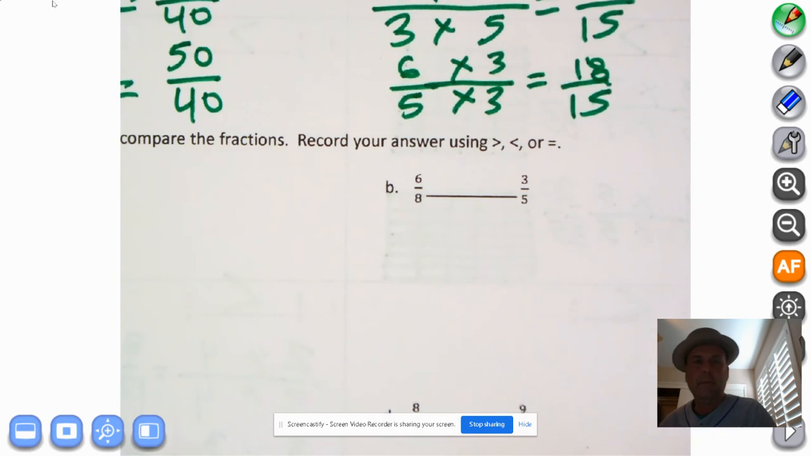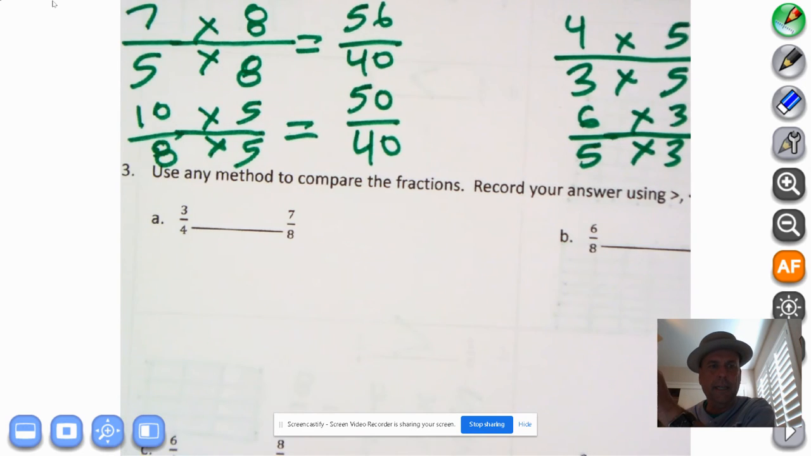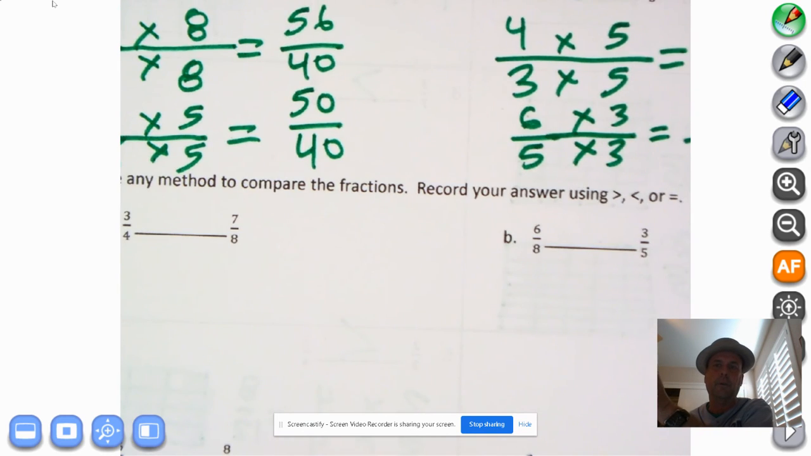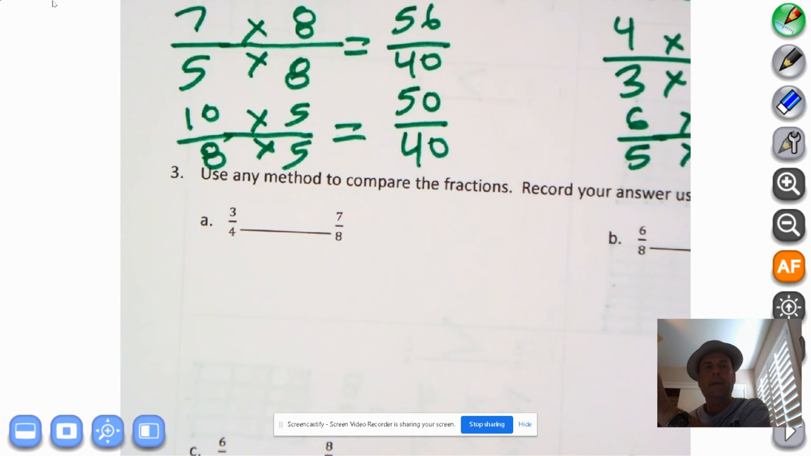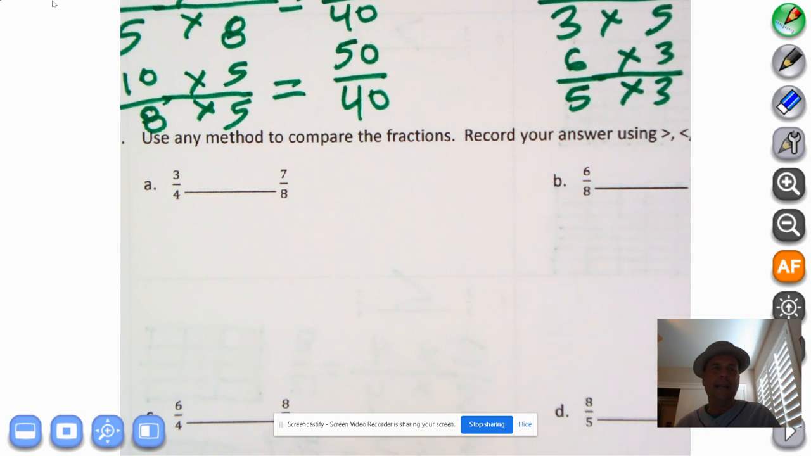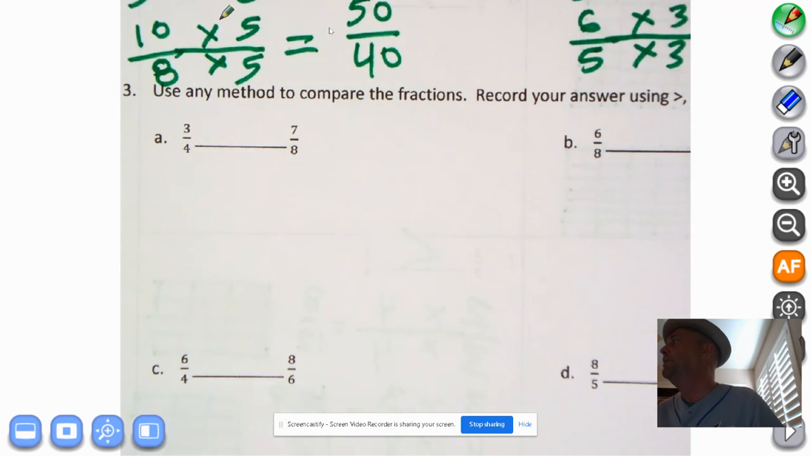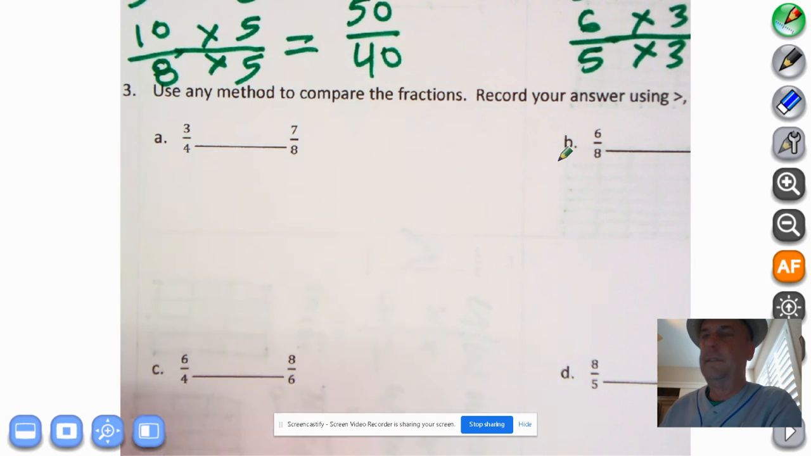All right. Probably not much time left, but it says use any method to compare the fractions. Record your answer using greater than, less than, or equal to. I want you to try as many of these as you can until 10 o'clock. Give it your best shot. Do this one on your own. See what you can do. Take a look at the examples. All right. We will see you at Math Groups or MobyMax Math. Keep working till 10 o'clock when our brain break is. Promise me 10 o'clock. You can do this. Just look at the examples.